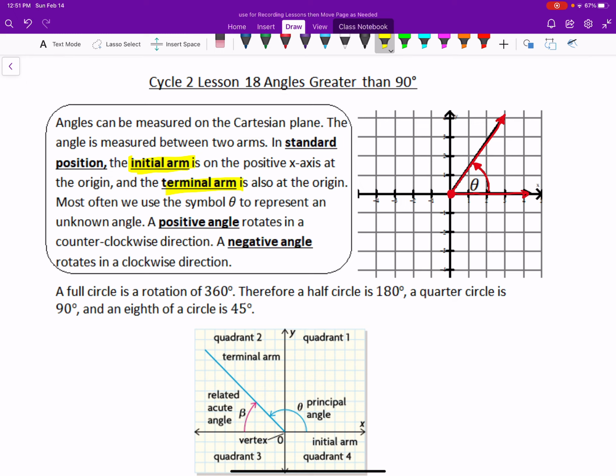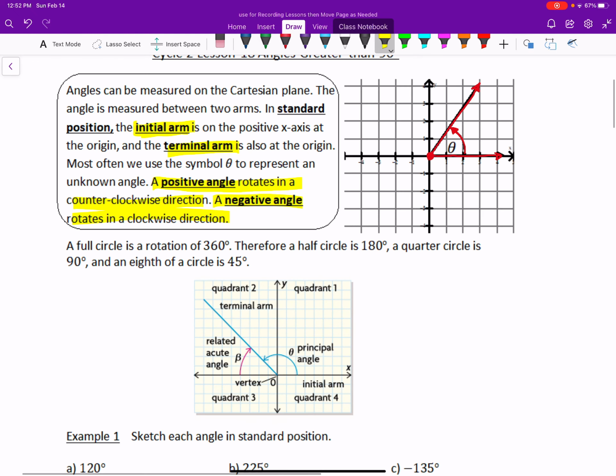That's called standard position. We can also rotate in two different directions. By convention, if we rotate in a counterclockwise direction, that's called a positive angle. If we rotate the opposite way, so if I was to start here, always starting at the initial arm, but go around this way, then that would be a negative angle. We'd put a negative sign in front of that angle.